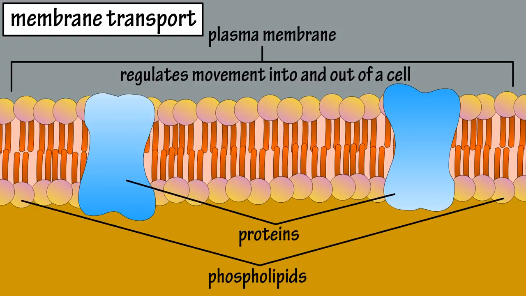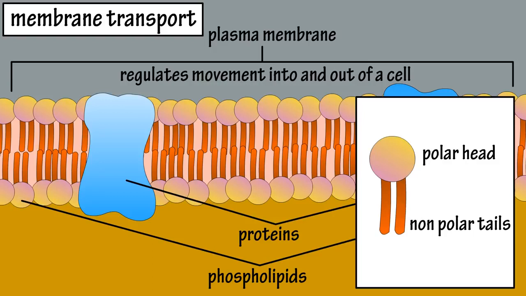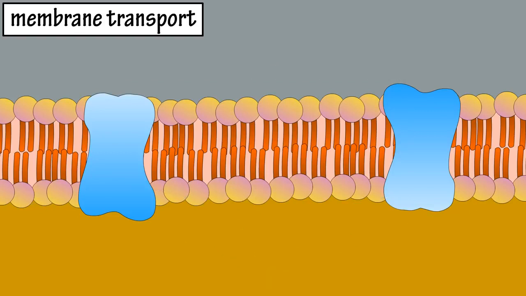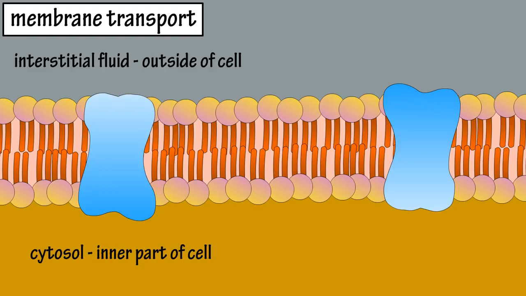The phospholipid molecules have a polar hydrophilic, water-loving head and two nonpolar hydrophobic, water-fearing tails. The membrane is formed as the heads face out and the tails face in, forming a bilayer, as you can see here. The inner part of the cell, called the cytosol, is here, and the outside of the cell is surrounded by a fluid called interstitial fluid.